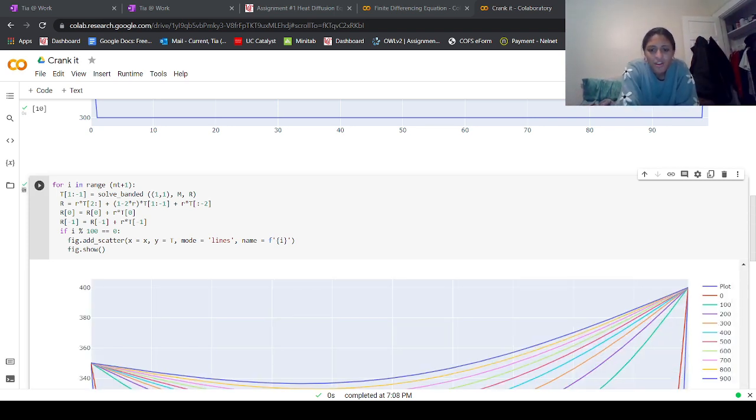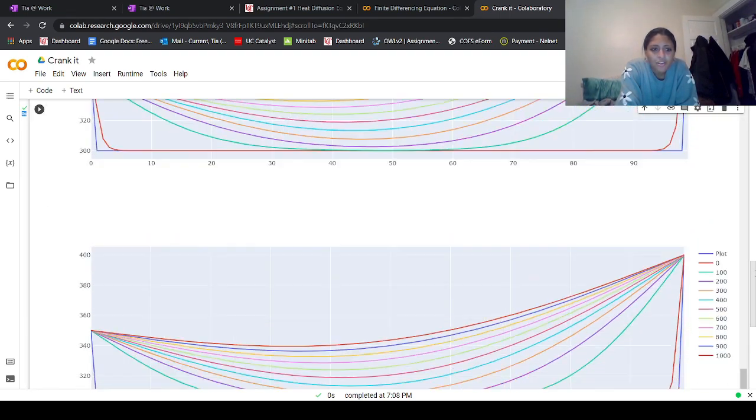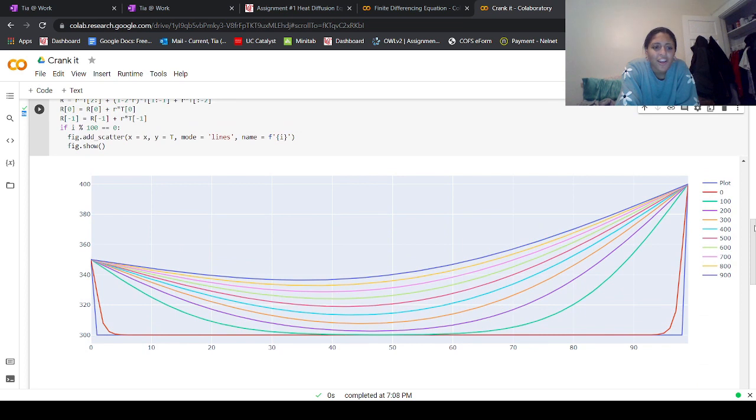Yay! It worked! It worked, and it worked with an R value that was greater than 0.5. And that is the end.